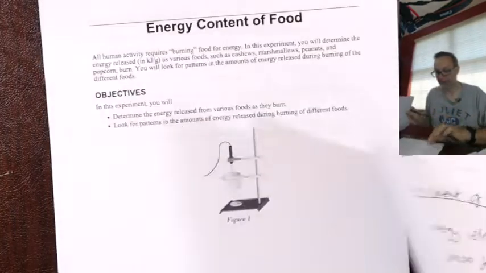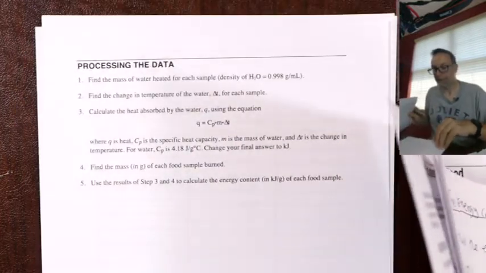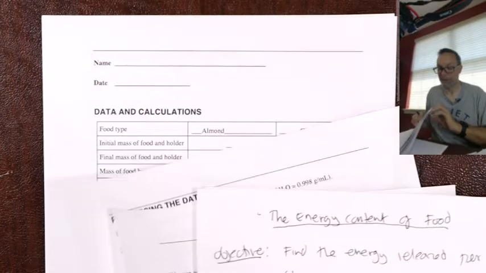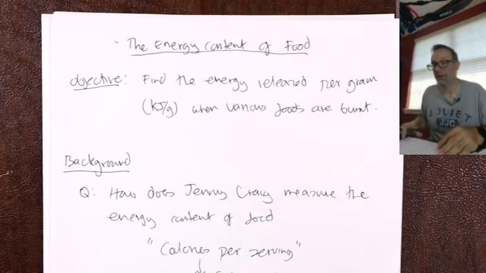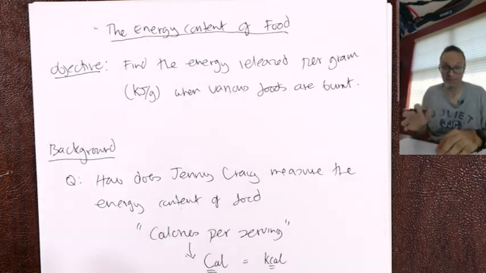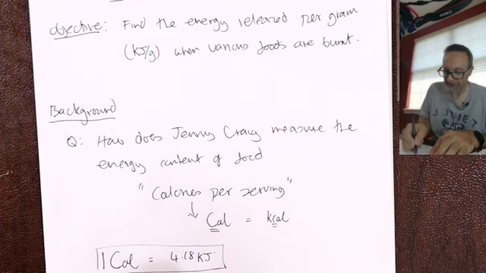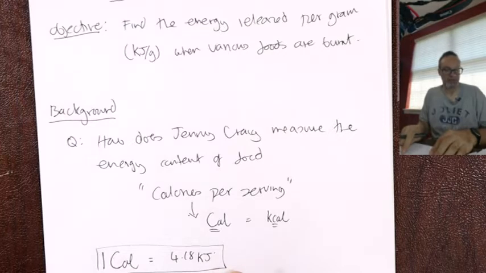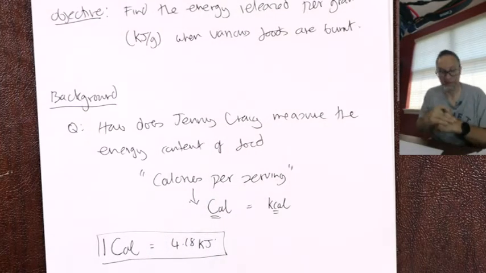Now that is not in the packet, it's on the video. It's part 1 of the video, so watch that first part of the Pivot and you'll see this conversion factor. As I mentioned, we'll get kilojoules, we'll convert to calories using this relationship, and then if we know how many grams are in a serving, calories per serving.